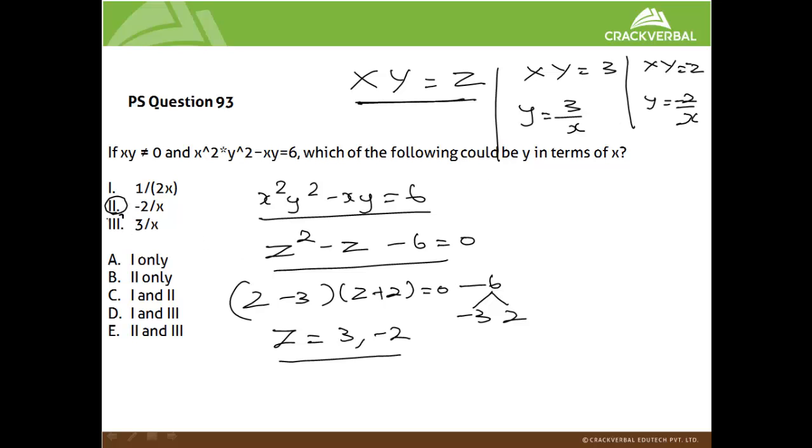Both statement 2 and statement 3 match that. Statement 1 is 1 by 2x, which is not relevant here. So eliminate all the other answer choices. Answer has to be E, 2 and 3 only. Okay, this is one way of doing the math.